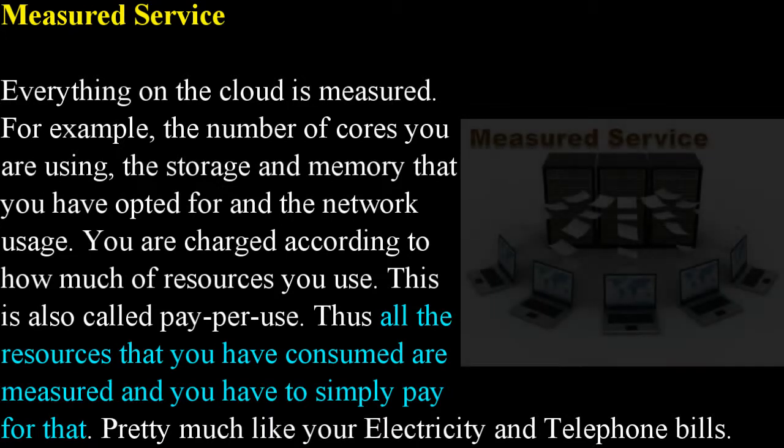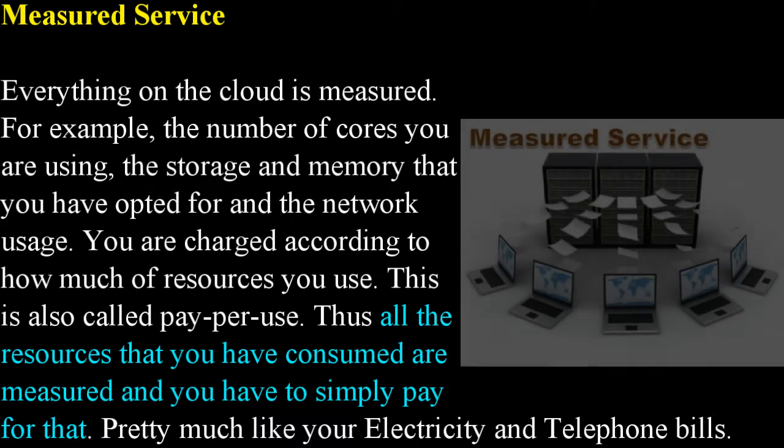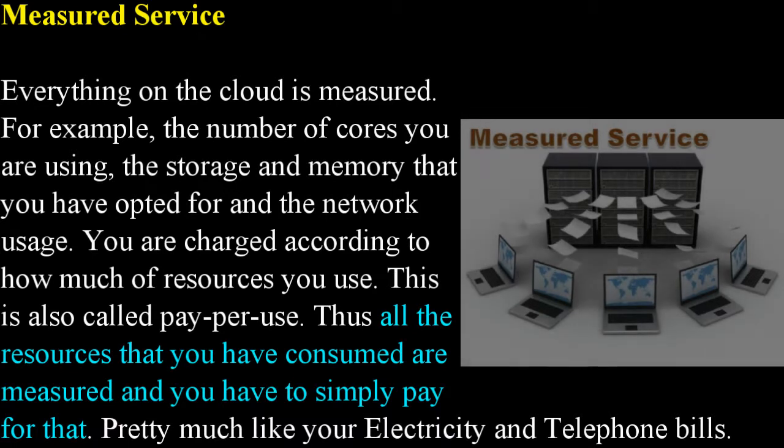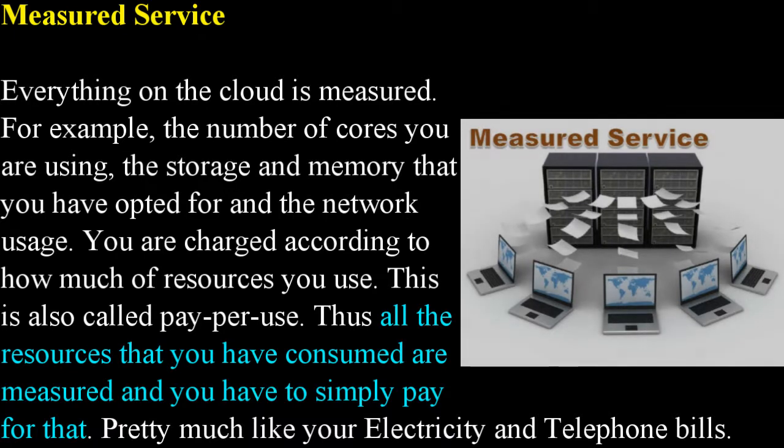The last point is measured service. Now everything on the cloud is measured. For example, the number of cores you are using in a CPU, the storage amount, and the memory that you have opted for, and the network usage. You are charged according to how much of resources you use. This is called as pay per use. Thus, all the resources that you have consumed are measured and you have to simply pay for that. Pretty much like your electricity and telephone bills. You pay for whatever you consume. So as many resources on the cloud you consume, you just pay for that.